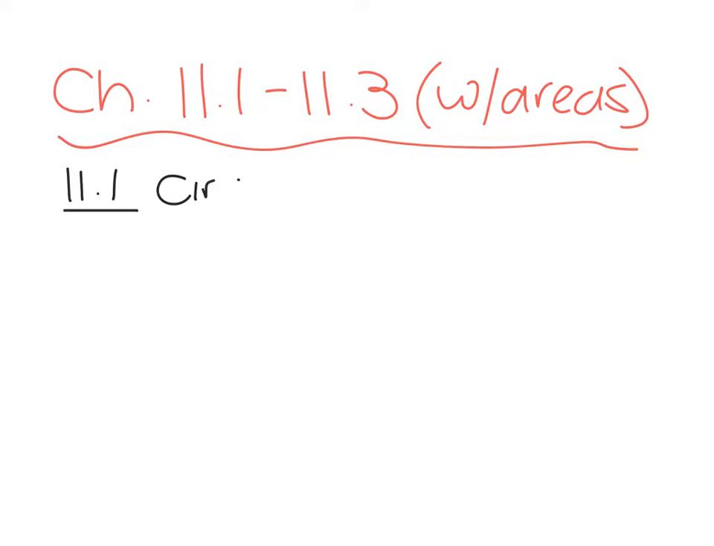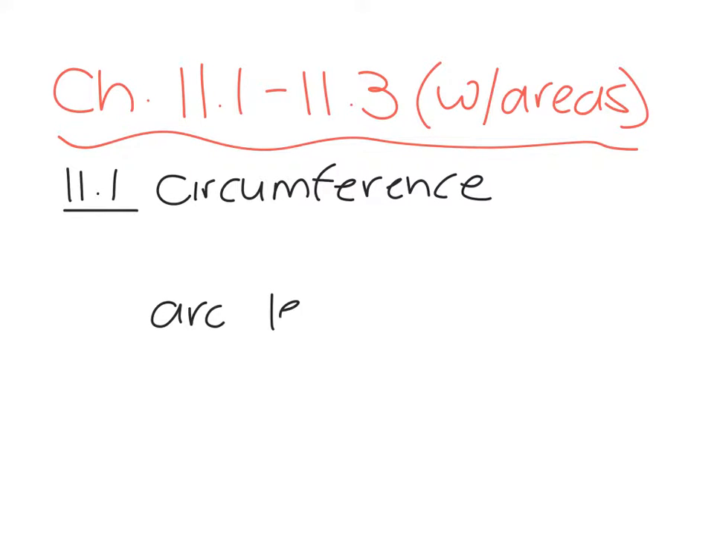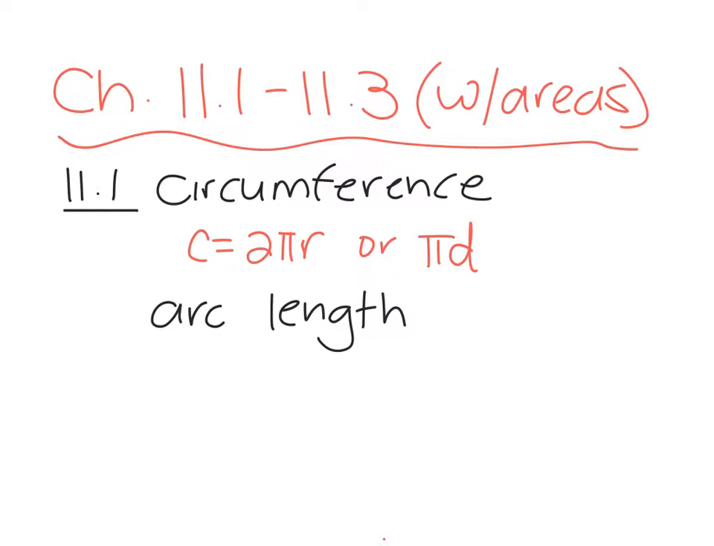11.1 was circumference and arc length. So circumference is 2 pi r or pi d. Most likely with circumference you'll leave it in terms of pi, but the directions will be specific. It'll either say leave it in terms of pi or round to the nearest tenth.